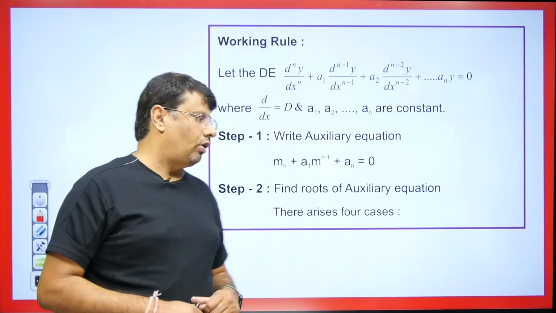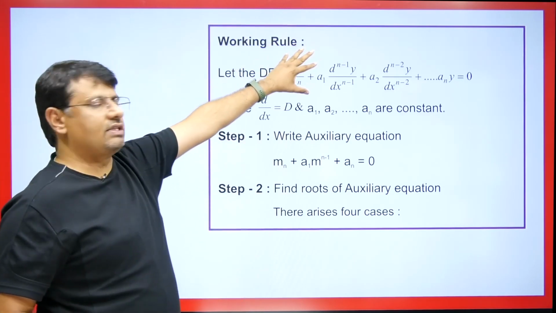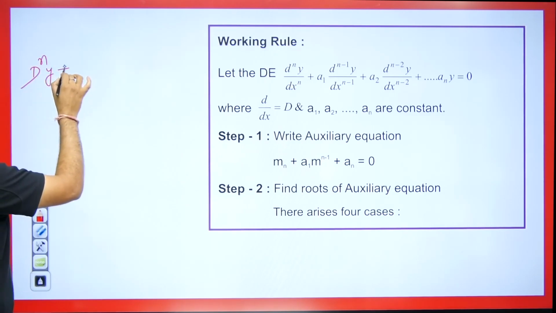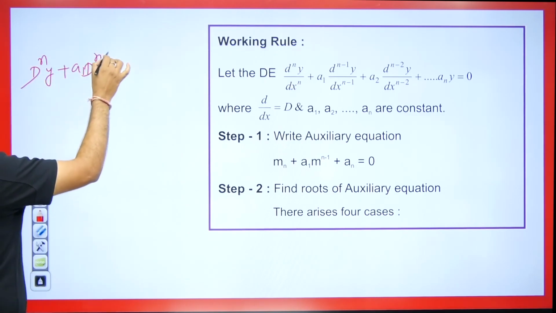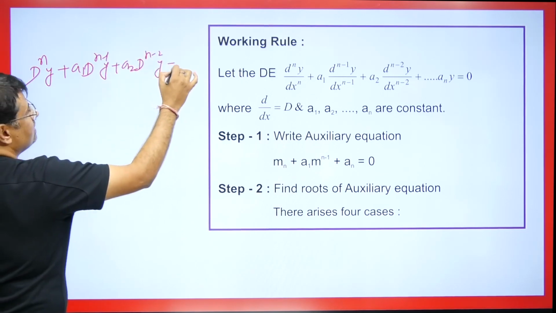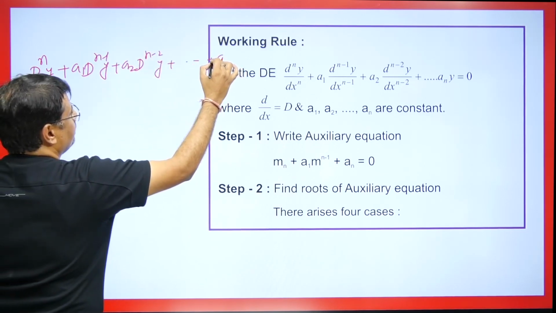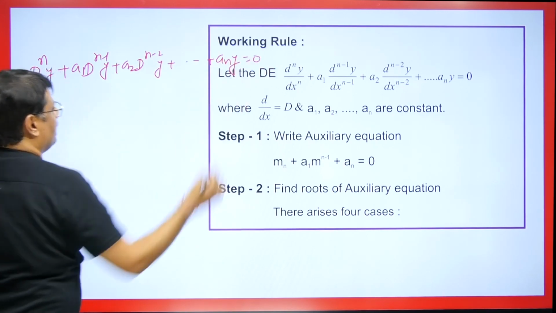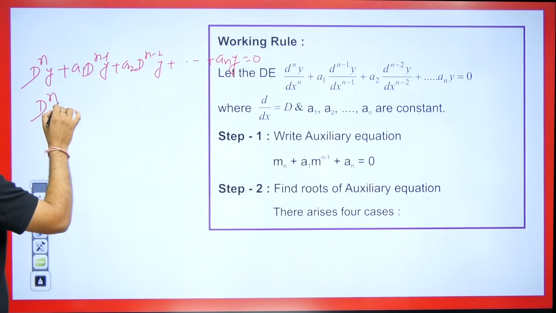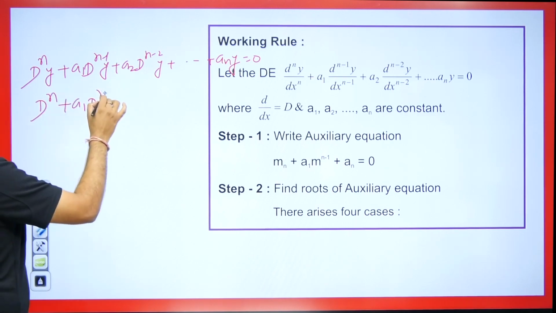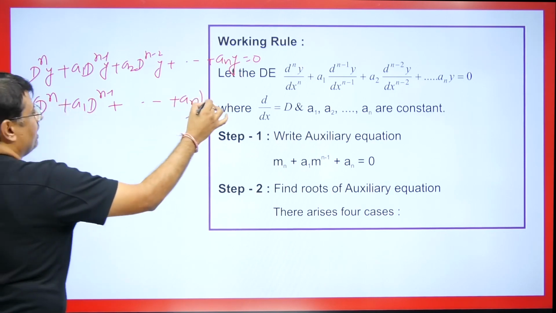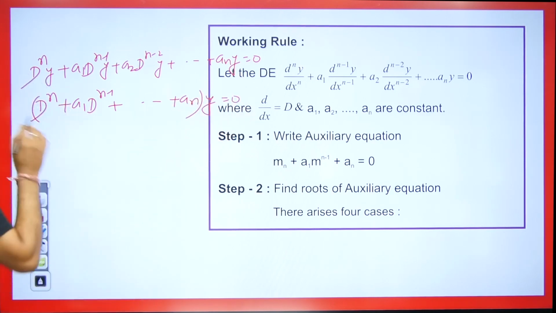Now let's get started. Suppose a differential equation is given like this. Let's write its symbolic form: d^n y plus a1 d^(n-1) y plus a2 d^(n-2) y, and so on, with the last term an y equal to 0. If you want, you can take y out: D^n plus a1 D^(n-1) plus and so on up to an, times y. Wherever we have D, we call it the symbolic form here.